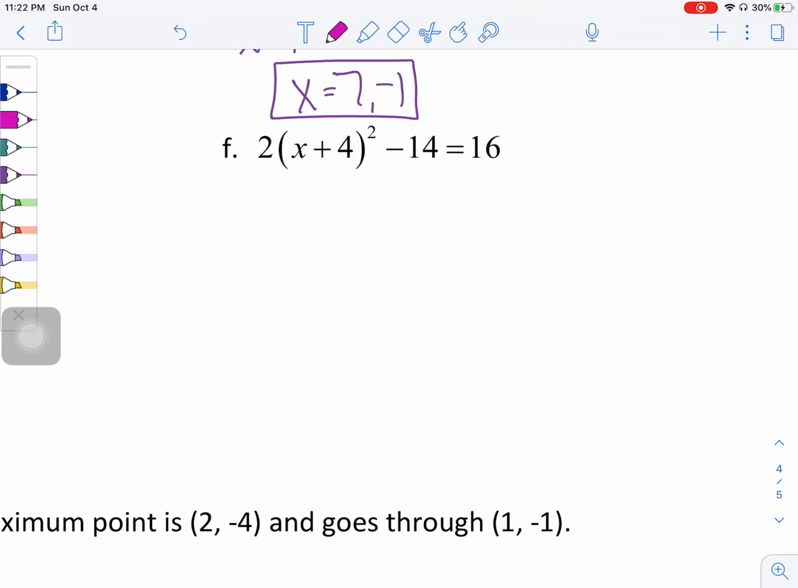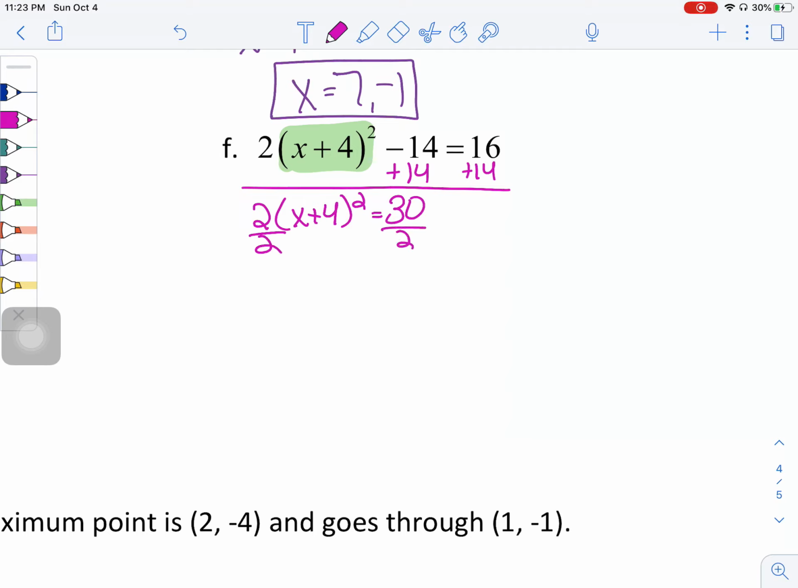Again, multiple ways to solve the problem. What you can't do, I'll be honest, right now as it's written, you cannot use the quadratic formula. I'm not going to use the quadratic formula to solve this. I'm going to solve by a square root because I recognize that this term right here is what's being squared, and there's no other variable in the problem. So I'm going to add 14 to both sides. So 2x plus 4 squared is equal to 16 plus 14 is 30.